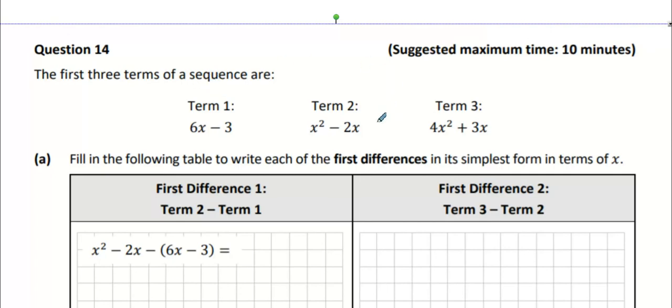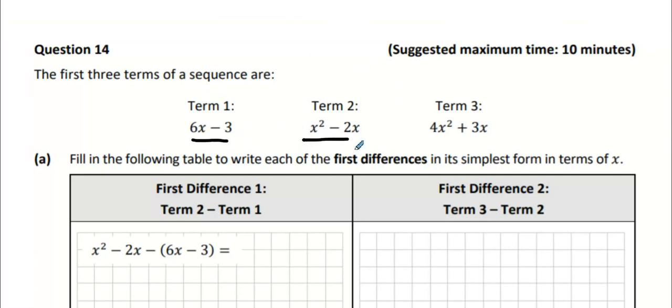First terms of a sequence are 6x minus 3, x squared minus 2x, and 4x squared plus 3x. Fill in the following tables to write each of the first differences in its simplest form. So it's like T1 minus T2 is a first difference, and T3 minus T2 is also a first difference.